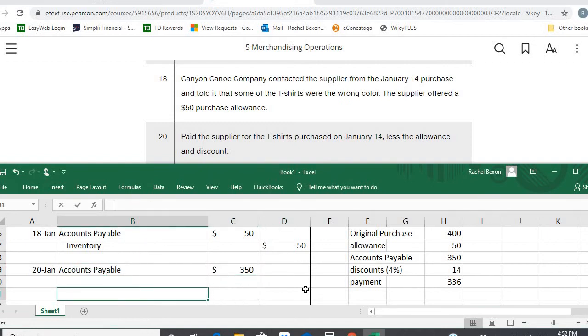But the amount of cash that we're paying is only $336. The difference between the two is this purchase discount. When we have discounts on sales, we record them in a contra account because we want to pay attention to them. But when we have discounts on purchases, we simply record them as a reduction to inventory. So it's a credit to inventory of $14.